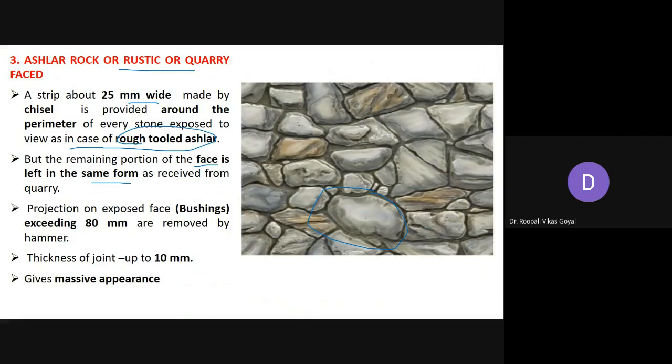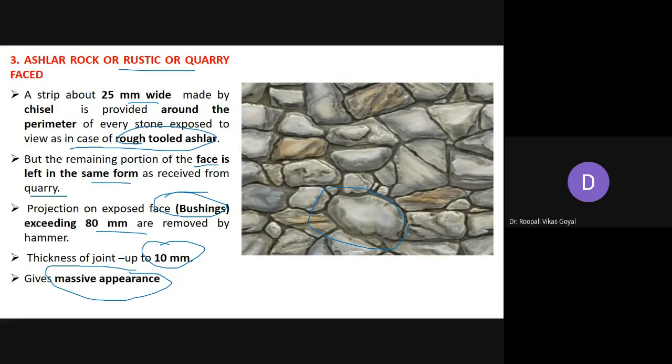Okay, so the remaining portion nothing is applied, and it will remain as it is, which is received from the quarry. And the projection of the exposed face, which is called as bushings, that should not exceed 80 mm, and that can be removed by hammer. So the thickness of joint may be around 10 mm, and it will give a very massive appearance to your facing of the stone masonry.